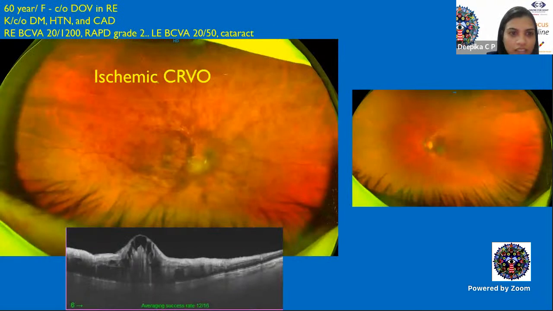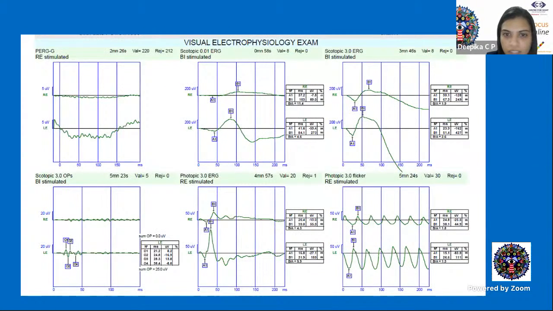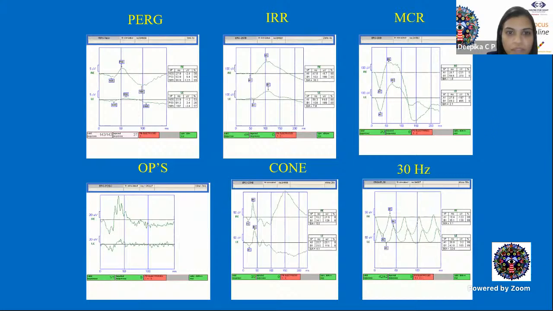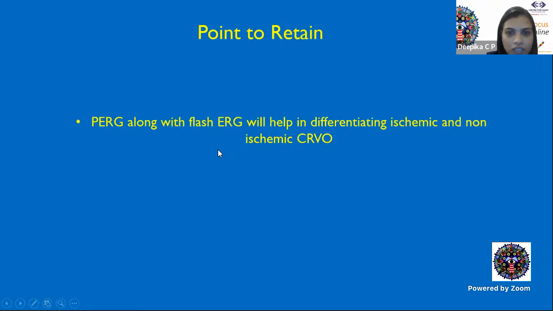The ischemic and non-ischemic part was also covered by Dr. Subhadra. So here the point was that the pattern ERG along with the flash ERG will help in differentiating ischemic and non-ischemic CRVO. The points in flash ERG which we have to note down are the oscillatory potential, the B waves, and also the flicker, delayed flicker.